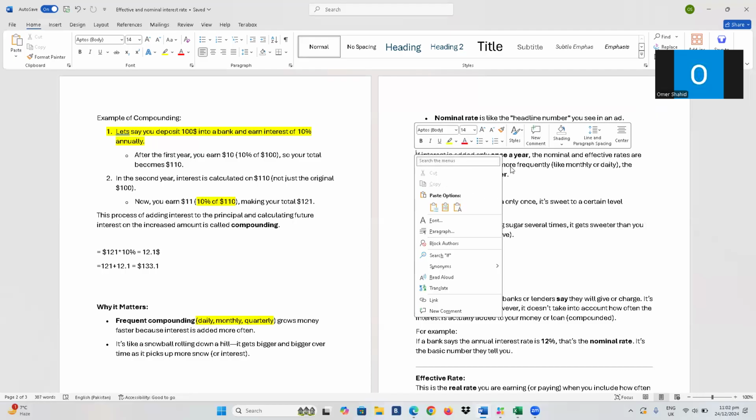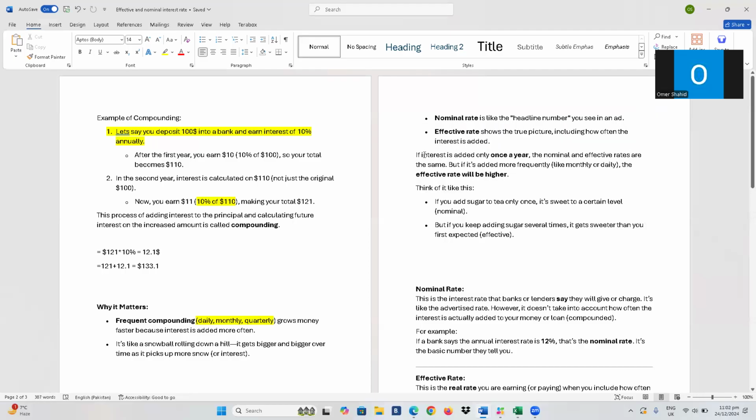If interest is added only once a year, the nominal and effective rates are the same. Obviously, if I say that the bank interest rate is 10% annually, they are only adding it once, so our effective interest rate will also be the same. Our effective interest rate will be equal to the nominal interest rate. Both will be 10% if they are only adding it once a year. This is the key point: once a year.